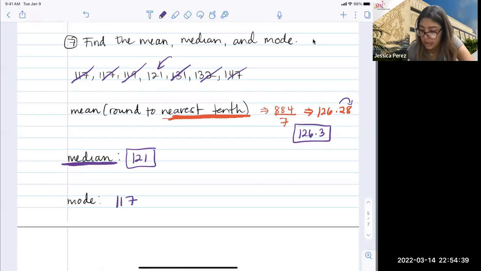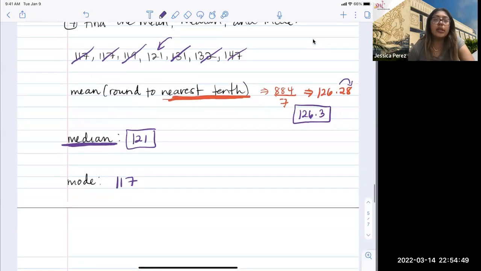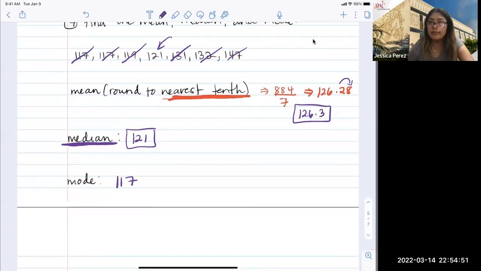There might be no modes at all. There might be no number that repeats, so that means there's no mode. There's no existence of a mode. But in this case, the mode was 117. Okay.